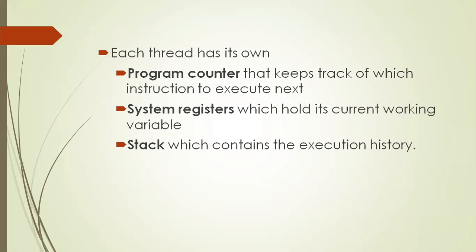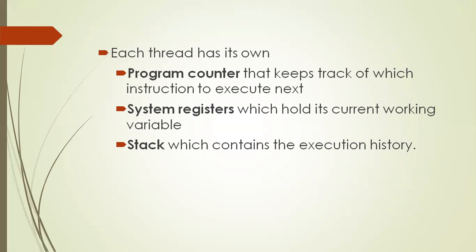Program counter is a register. A thread can have multiple lines of code, and each line is stored at a different address. The program counter is a register which tells the address of the instruction to be executed next. System register holds the current working variables, and stack contains the execution history.